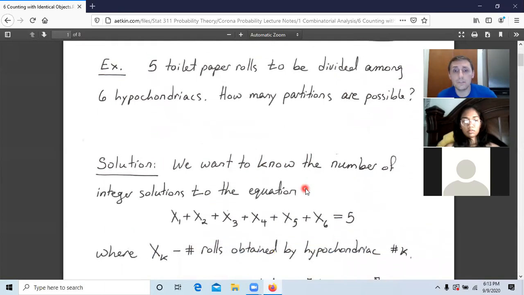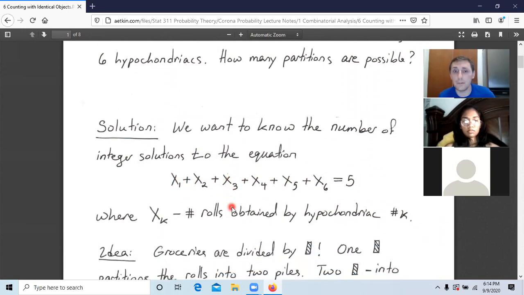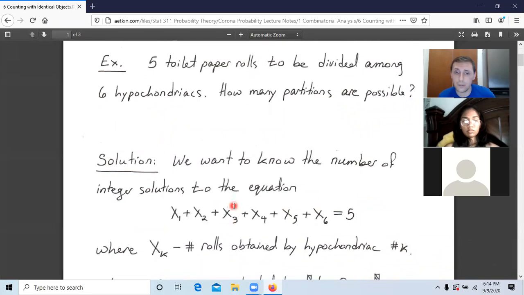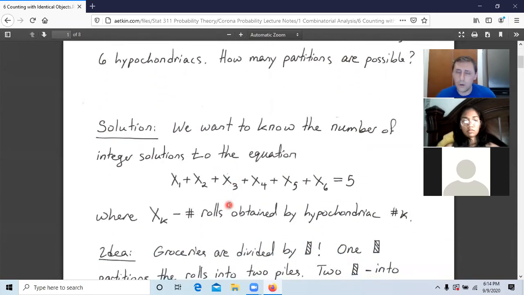We want to know the number of integer solutions to this equation: x1 plus x2 plus x3 plus x4 plus x5 plus x6 equals 5, where xk, let's say x1, is the number of toilet paper rolls given to hypochondriac number k. Make sense? We have 6 hypochondriacs, and some of them obviously will get no toilet paper rolls at all. So xk is between 0 and 5. Maybe x1 gets all of them, or maybe x6 gets all of them.